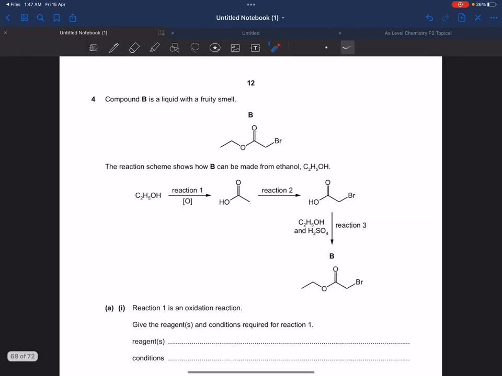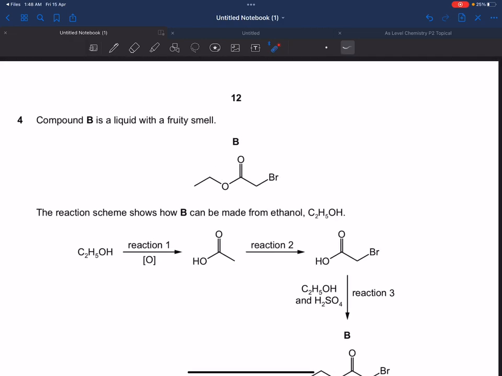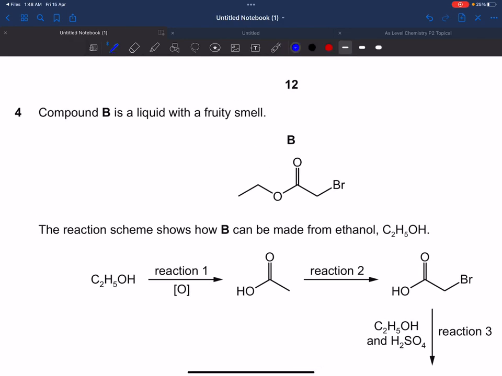So next part. Compound B is a liquid with a fruity smell. So what can be compound B? The main thing is it has told us it has a fruity smell. By fruity smell, what do we mean? We mean that it is an ester. And you can also see that there is an ester link here. Whatever else is here, we don't care. This is an ester. That's why it has a fruity smell.